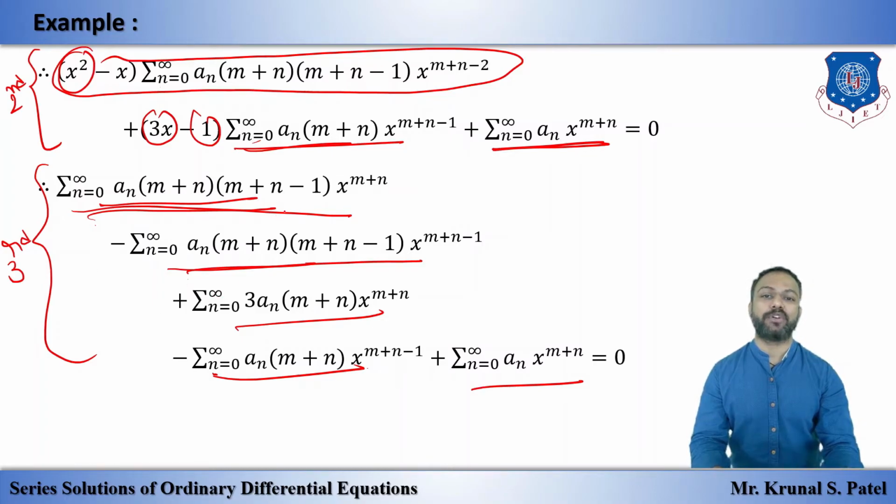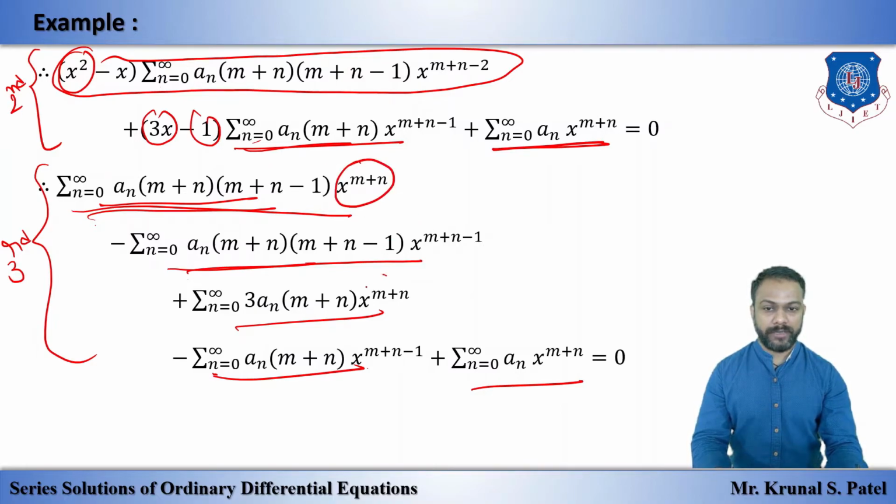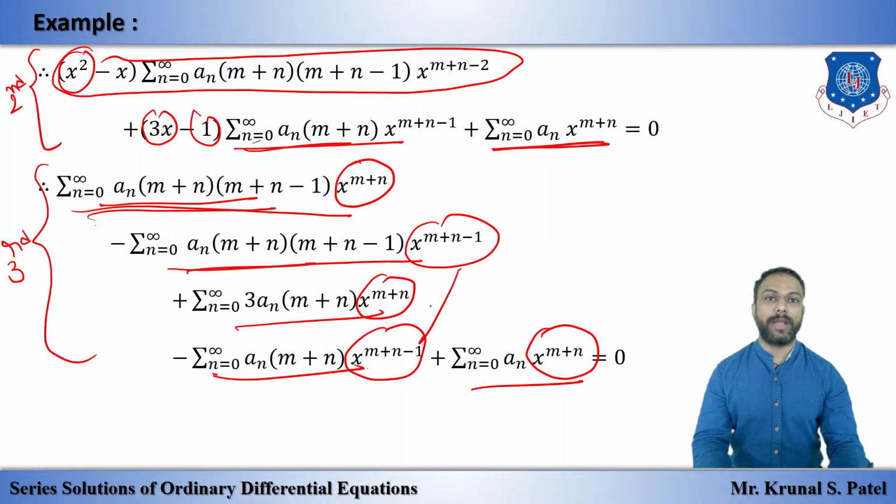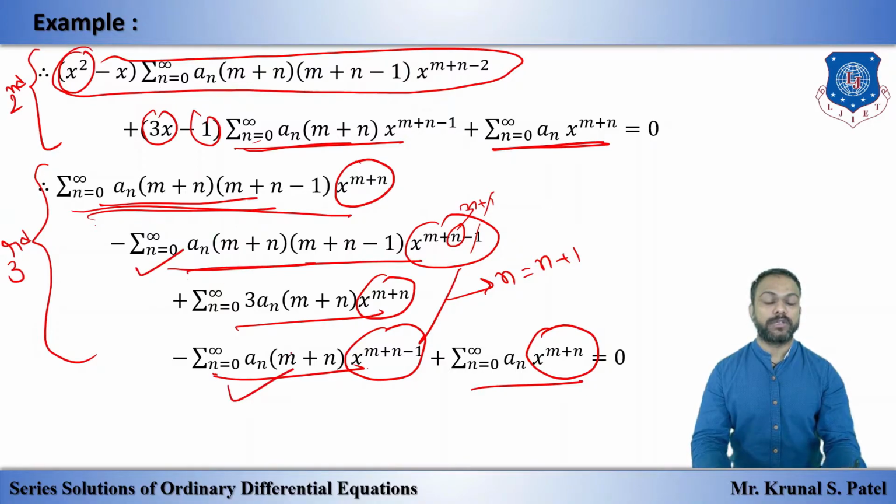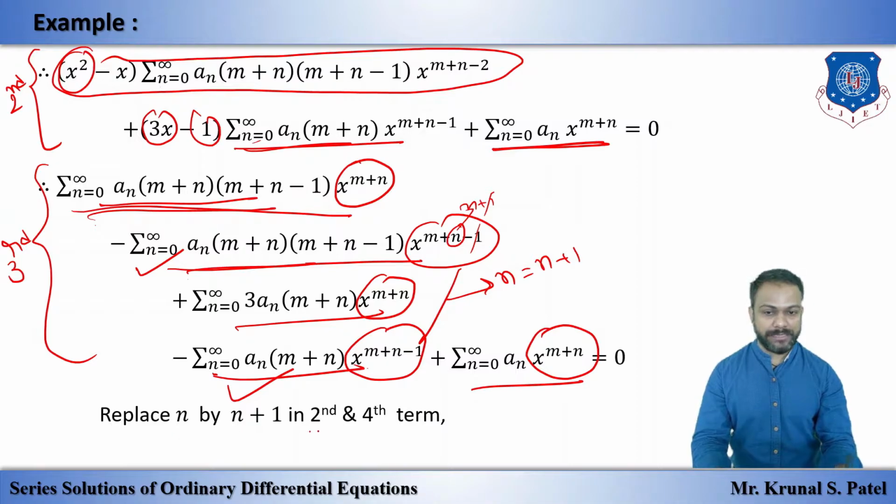Now the fourth step is to make the power of x equal. In the first term we have x raised to m plus n. Here this is also m plus n, this is also m plus n. Only this and this have power x raised to m plus n minus 1. So we can change this by putting n equal to n plus 1. If we put n equal to n plus 1 here, the 1 cancels out, and we have m plus n. In which terms? In the second and fourth. So we write: replace n by n plus 1 in the second and fourth term.